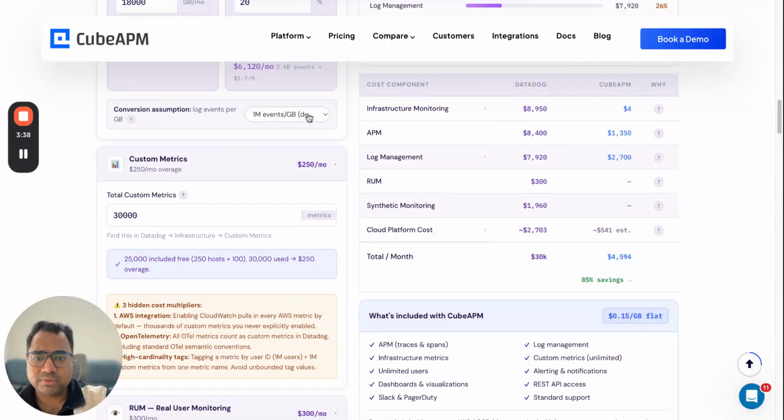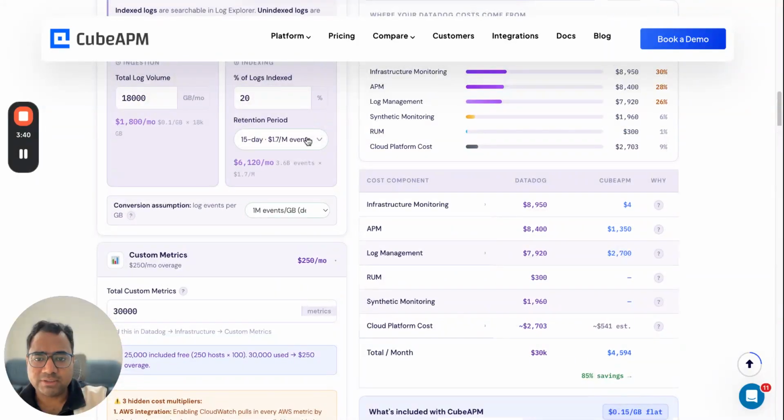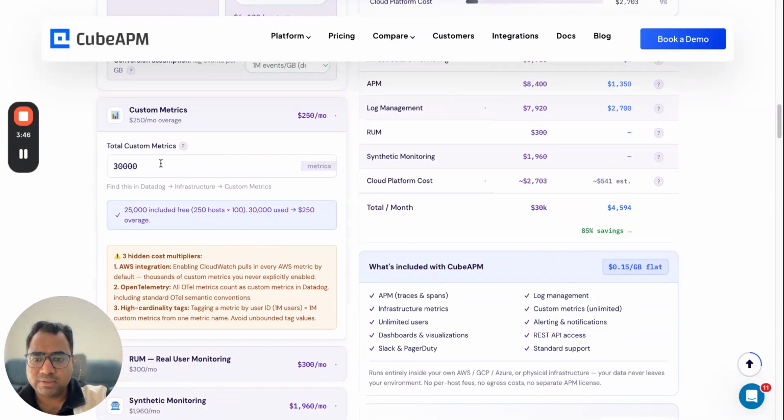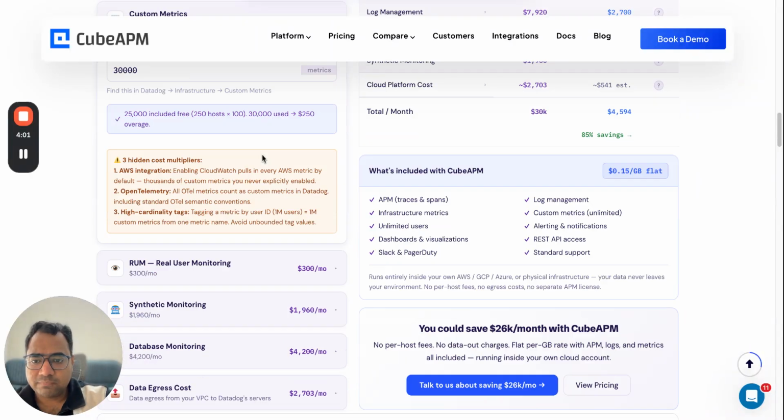And I've assumed the defaults. There are a lot of customizations available. I can change the retention duration, and accordingly the price will also change. And I have assumed 30,000 custom metrics, which means just a few of them are extra. I'm only paying $250 extra because 25,000 are included for free. I am paying for 5,000, so 5 cents per custom metric amounts to $250.